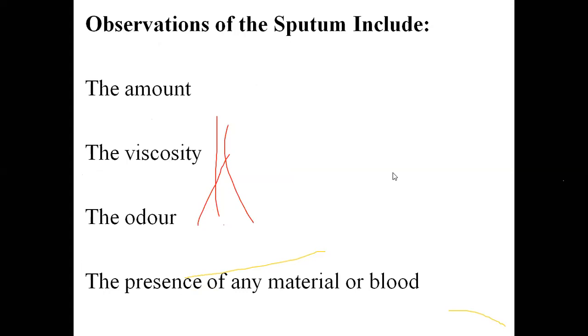Then observation of the sputum includes the amount, the viscosity, the odor, and the presence of any blood, just like I've mentioned earlier. You have to note if the sputum is mucopurulent, or if there is any blood in it. All of these are indications.